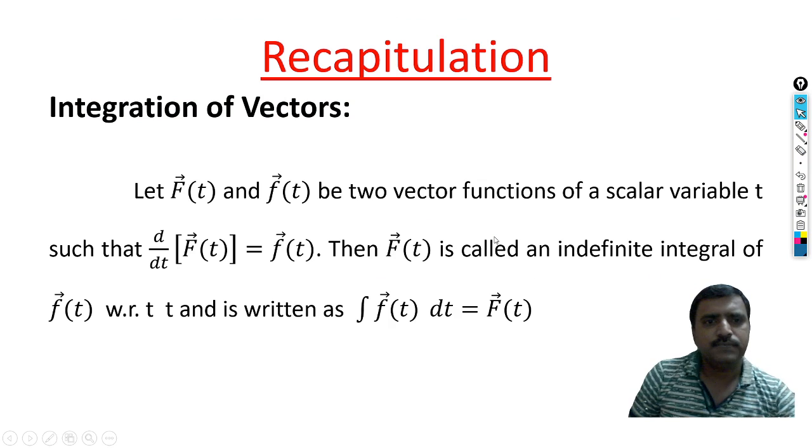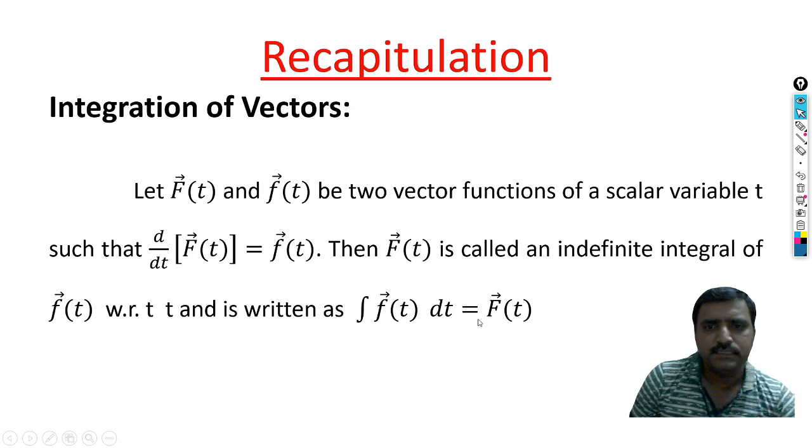So when capital F of t is a vector, and small f of t is another vector, the differentiation of that capital F of t is equal to small f of t. Then the integration of small f of t dt is equal to capital F of t. So if the differentiation of F of t is f of t, then the integration of this small f of t with respect to t is capital F of t. You can add the constant also.